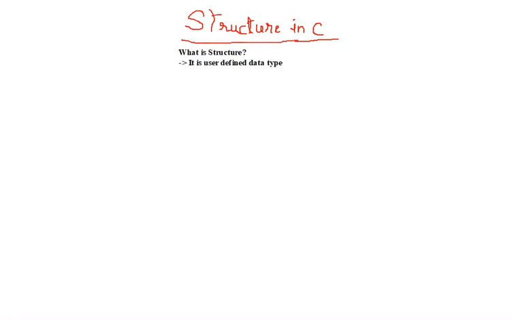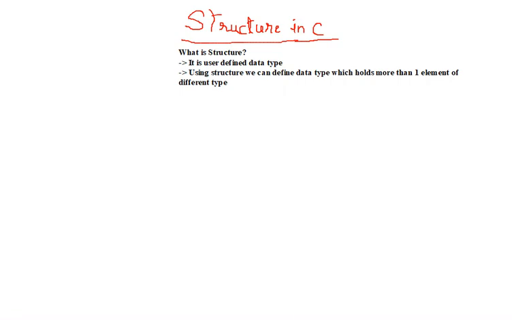Using a structure, we can define a data type which holds more than one element of different types. Earlier, we read about arrays. In an array, we store similar types of data; an array stores homogeneous types of elements. But when we are using a structure, we can use more than one element, of different types.